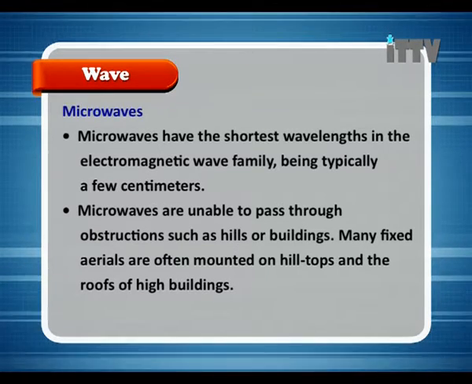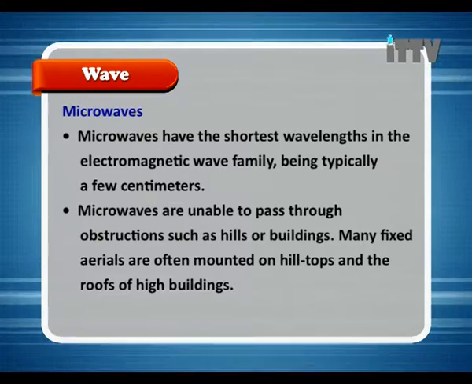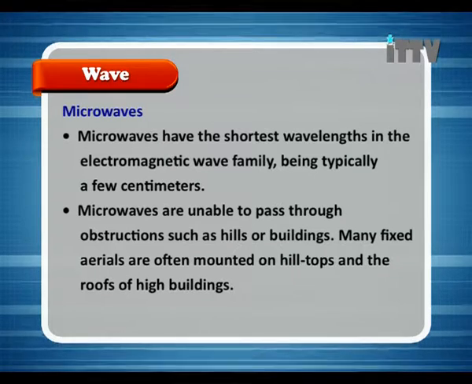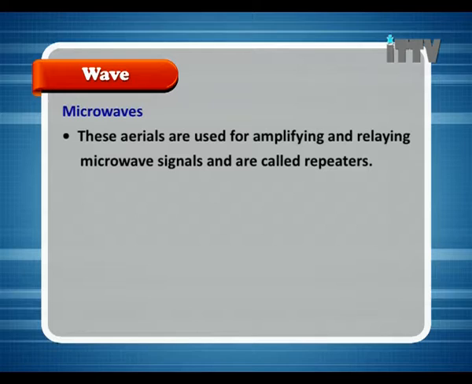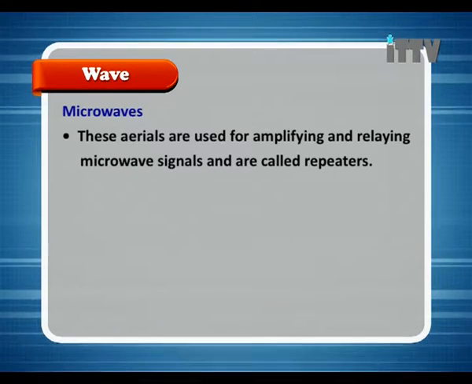Microwaves are unable to pass through obstructions such as hills or buildings. Many fixed aerials are often mounted on hilltops and the roofs of high buildings. These aerials are used for amplifying and relaying microwave signals and are called repeaters.